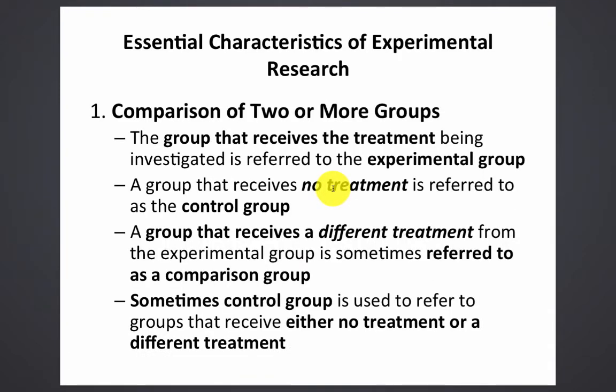So what are the essential characteristics of an experiment? First of all, you have to be comparing at least two or more groups. And the group that receives the treatment is going to be your experimental group. The group that doesn't receive your treatment is your control group. Sometimes you can have comparison groups where they're actually receiving an alternate treatment, and these are sometimes also referred to as control groups. And so that's basically the setup for the groups that you might have in an experiment.